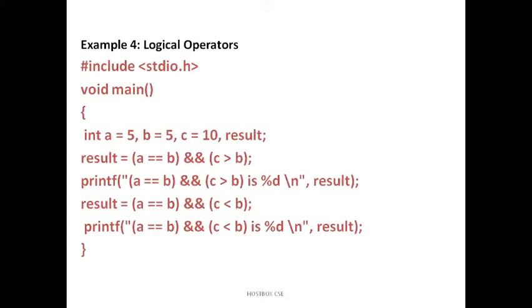Example 4, we are using the logical operator. So here I am going to write the program: int a is equal to 5, b is equal to 5, and c is equal to 10. Now I want to print the result and compare this. So I am going to write result is equal to a is equal to b and then c greater than b. I am going to check whether a and b are equal or not. First I am checking a is equal to b. You know, both are the same, and then c greater than b or not.